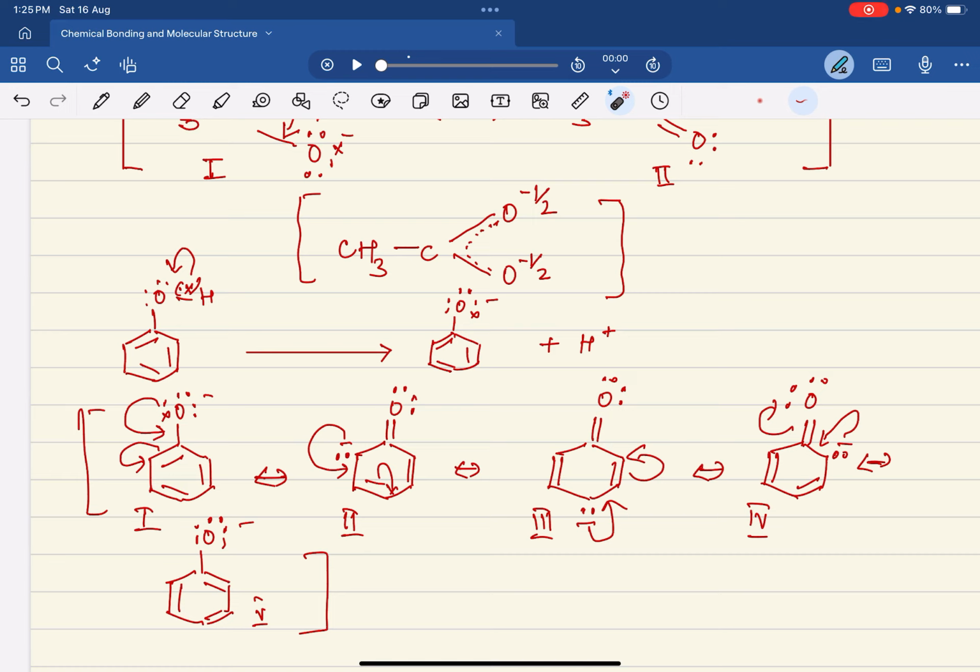So, stability is directly proportional to the number of resonating structures if the electronegative atom carries negative charge and the electropositive atom carries positive charge.